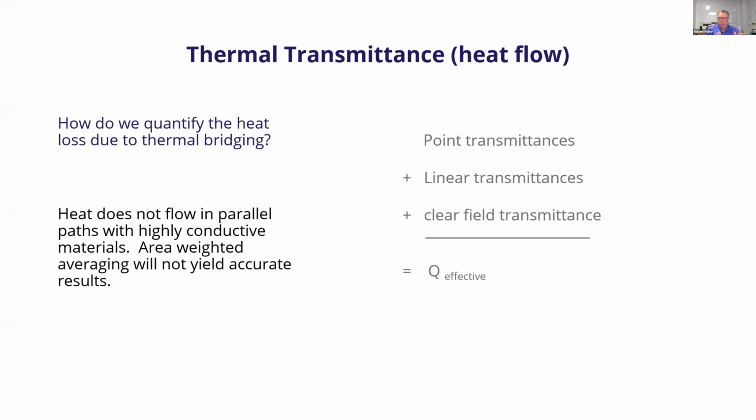And so if we take a look at a wall assembly, typically we can define the heat flows in three different formats, okay? Point transmittances, which are single points like a balcony or canopy connection. Linear transmittances, which are your parapets or your masonry relief angles that travel the perimeter of the building and are defined by length. And then your clear field transmittance, which is basically the wall itself without any other thermal bridging anomalies, okay? And when we model these heat flows correctly, we get a more effective and accurate heat flow value for our assembly.